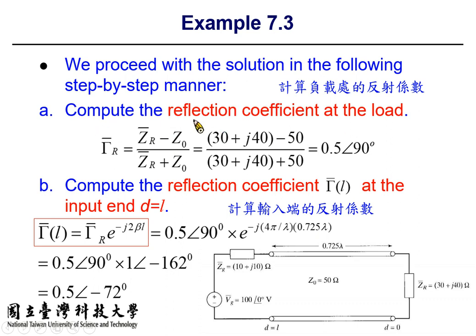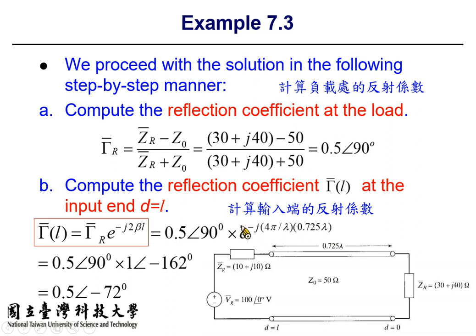So the first thing is to compute the reflection coefficient, which is quite regular: Z_R minus Z sub 0 divided by Z_R plus Z sub 0. That will be 0.5, and the angle is 90 degrees. And you need to translate this reflection coefficient from the right end to the left end, which is a distance of 0.725 lambda. So you have gamma R times exponential minus j2 beta L, where L is 0.725 lambda.